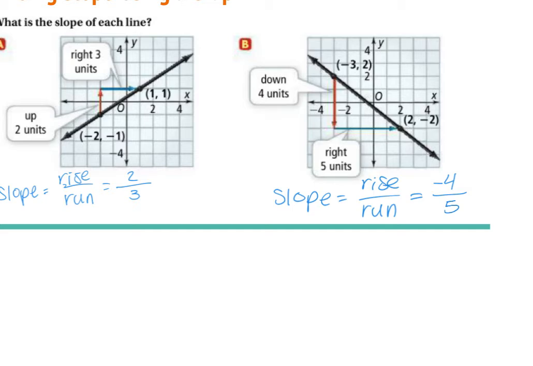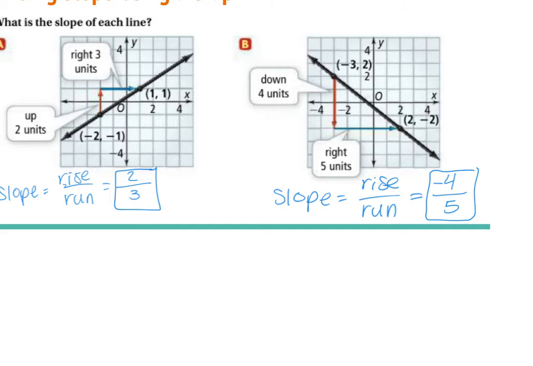5. Positive or negative? Positive. Beautiful. Can these be simplified? No. Okay? They are in simplest form. There's no common factor between 4 and 5, and there's no common factor between 2 and 3.